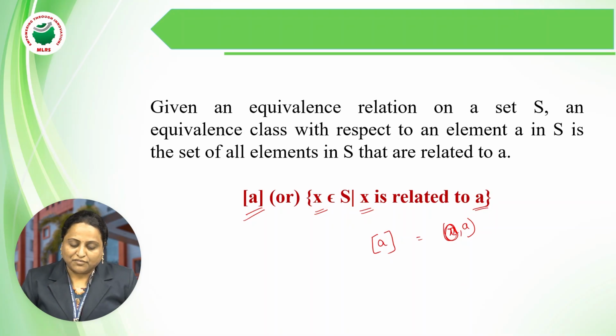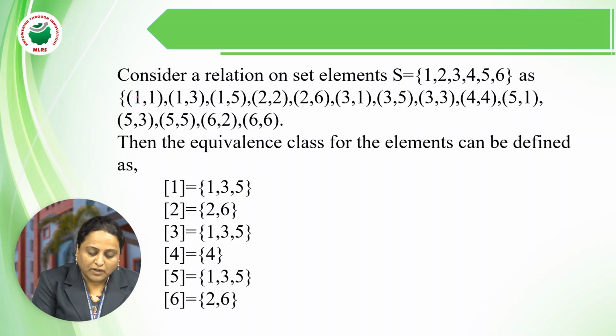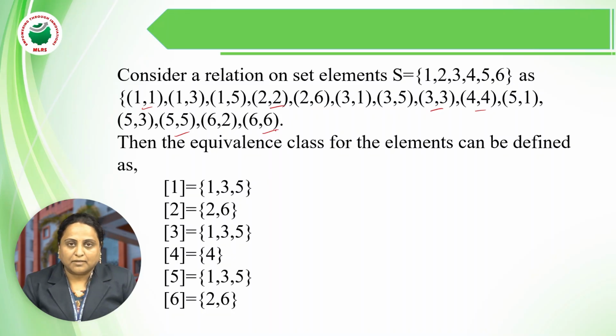So now let us go for an example. Consider a relation on the set of elements 1, 2, 3, 4, 5, 6, and R is given as the set of ordered pairs. So here this is already following an equivalence relation. You can even verify. Totally you are having 6 elements here, and it is following the reflexive property. That is, you have 1 comma 1, 2 comma 2, 3 comma 3, 4 comma 4, 5 comma 5, and 6 comma 6.